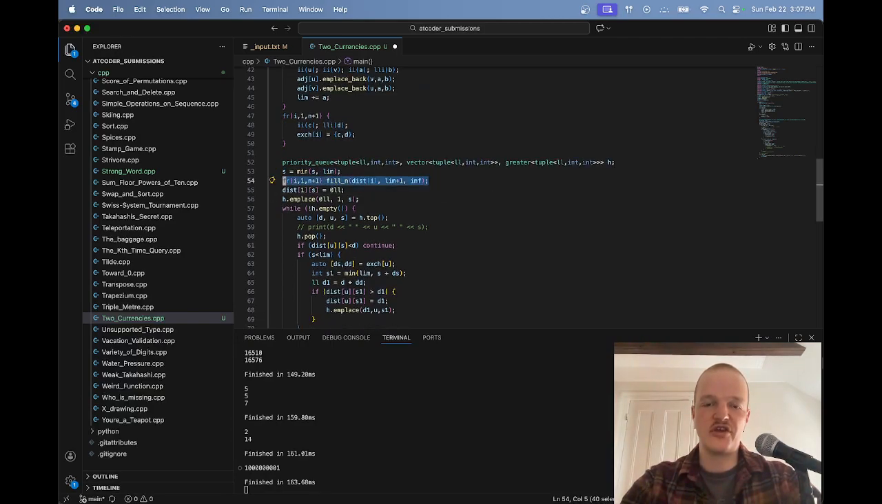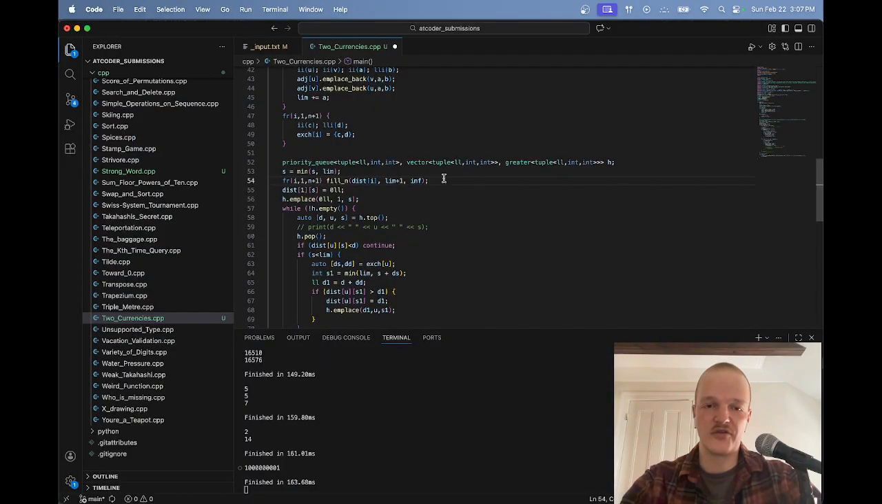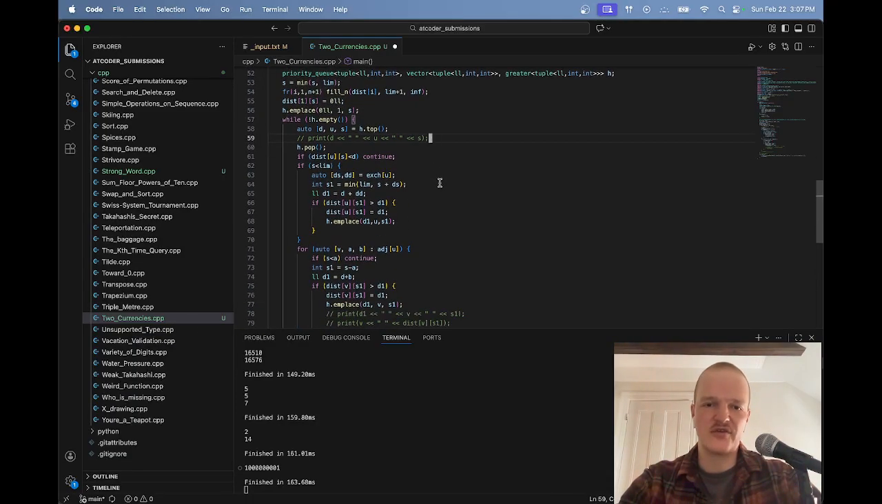The default here is infinity. We're just going to set all the distances to infinity, just like regular Dijkstra's, because if we can reach it, we can reach it. If it takes longer, then it takes longer, but it'll never take longer than infinity. Set this to 0, and then it's pretty much regular Dijkstra's, but with a couple extra steps here.